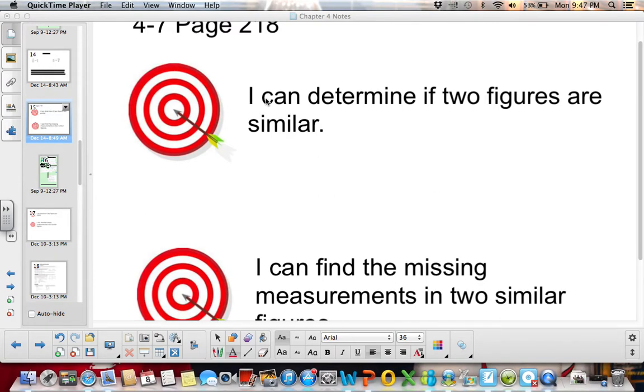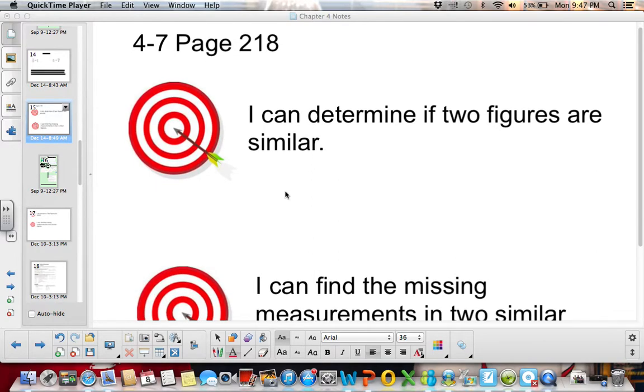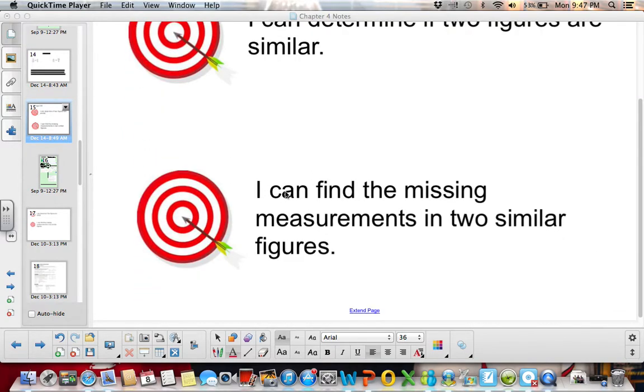Hi, 7th graders. We are on lesson 4-7, which starts on page 218 in your textbook. Make sure you have your vocab sheet out and you're filling it in as we go along. Two different learning targets. One is determining if two figures are similar, and the other is finding the missing measurements in two similar figures.